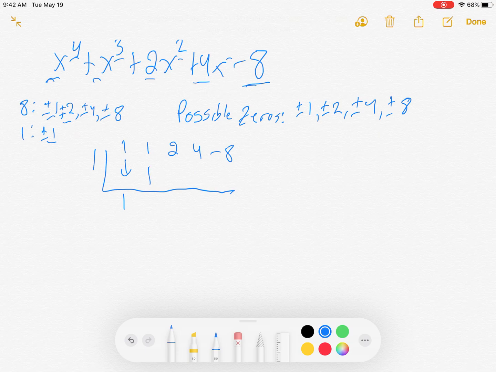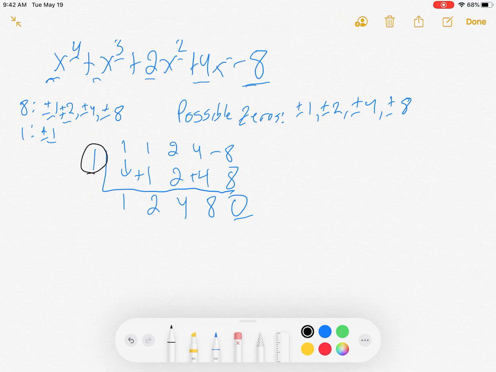1 times 1 is 1, add. 1 plus 1 is 2, 2 times 1 is 2, add. 2 plus 2 is 4, 4 times 1 is 4, add. 4 plus 4 is 8, 8 times 1 is 8, add. I get a 0 right there. That tells me it's going to be a 0. So 1 is a 0.